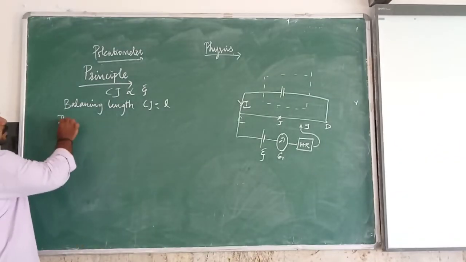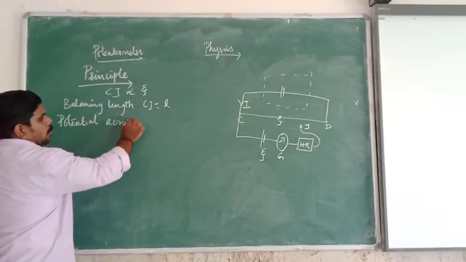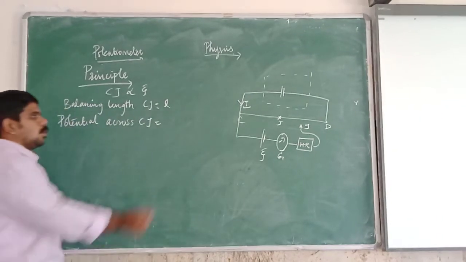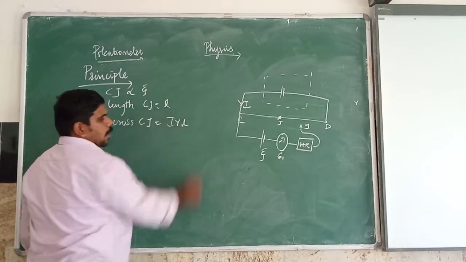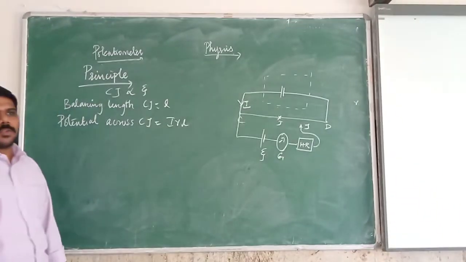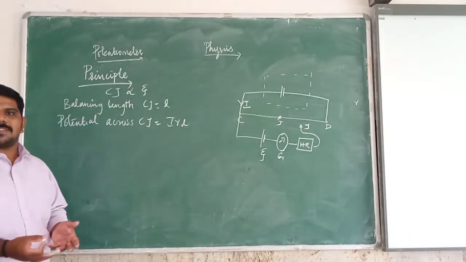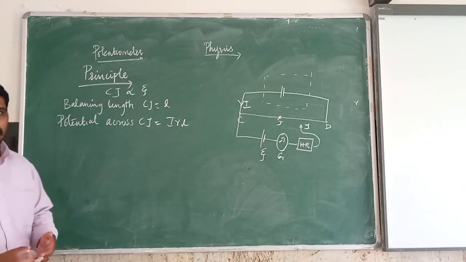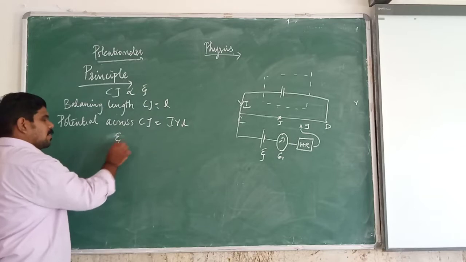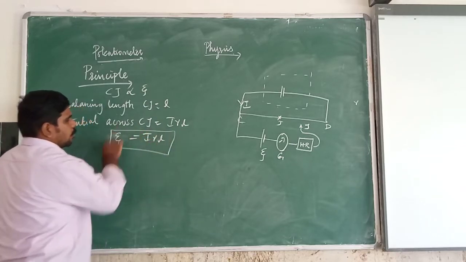So what is the potential difference across CJ? The potential difference across CJ is equal to IRL. We know that the potential difference across CJ is directly proportional to the EMF of the cell, so no current flows in the circuit and the galvanometer shows zero deflection. So the EMF of the cell is equal to IRL.